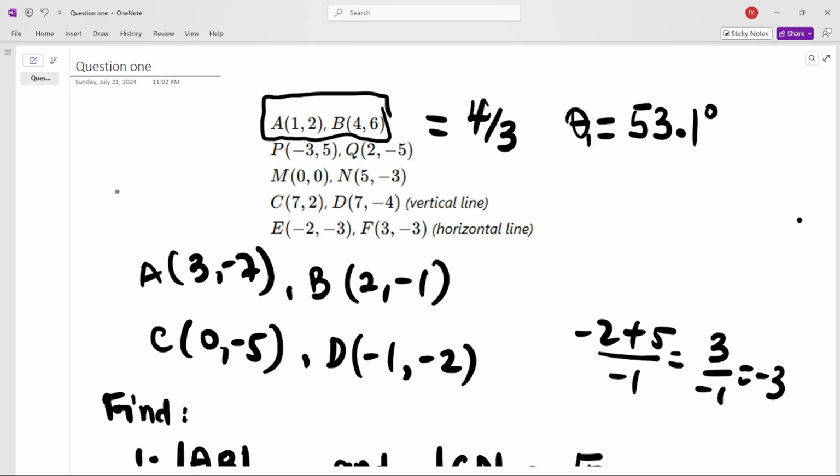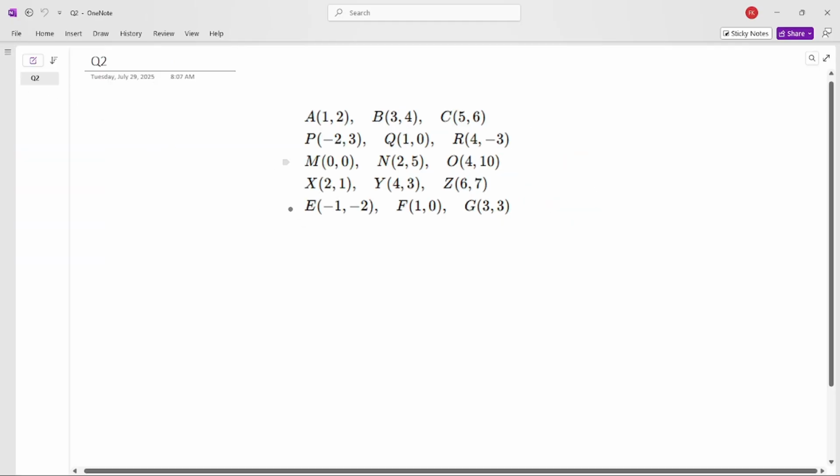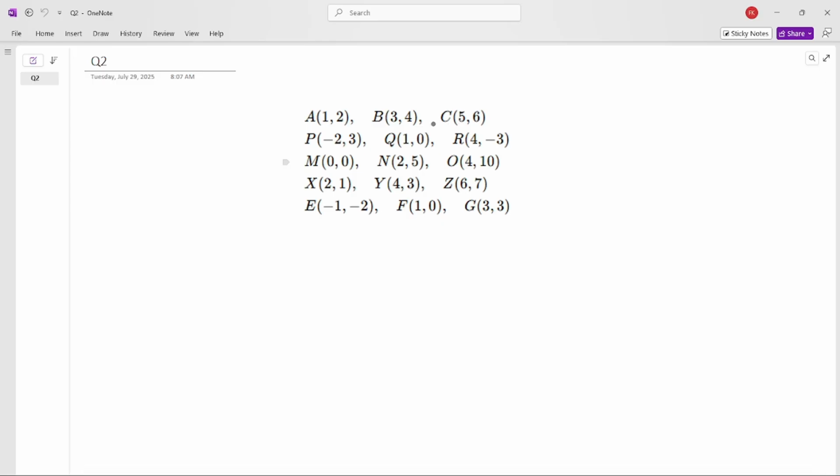We are not done with gradient. There's a lot of things to do with gradients. So the next concept is also going to be around that. We are going to find if a given set of points are on the same line or not. If more than 2 points are on the same line, we say those points are collinear points.